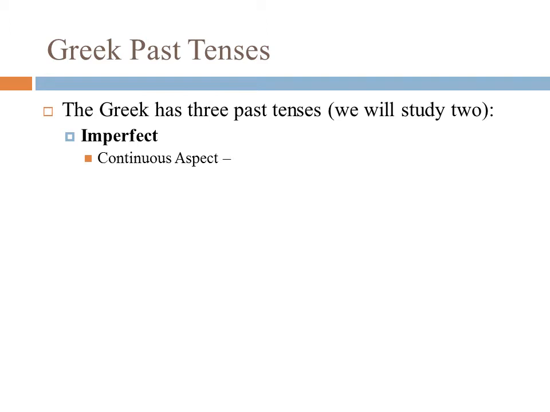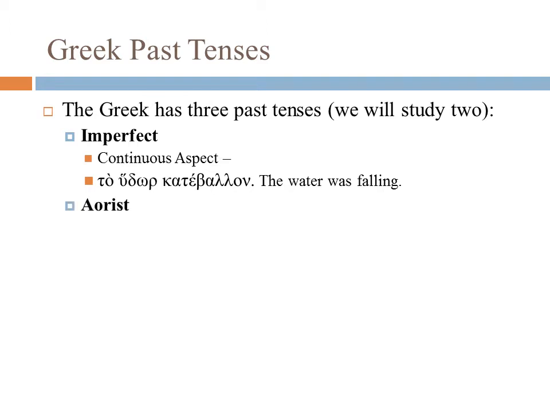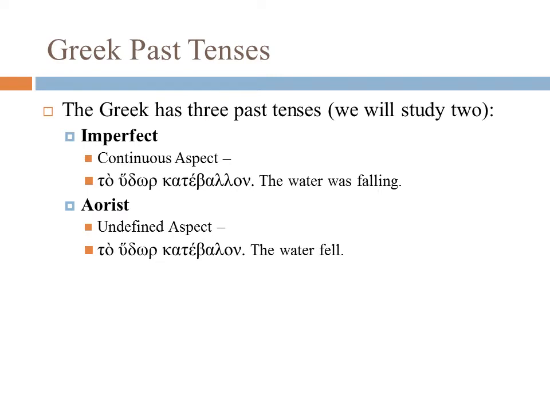And you remember continuous aspect in the present was "I am going," "-ing," right? So the imperfect in the past, τὸ ὕδωρ ἔπιπτεν, the water was falling. The aorist, however, is undefined aspect and would be translated τὸ ὕδωρ ἔπεσεν, as the water fell.